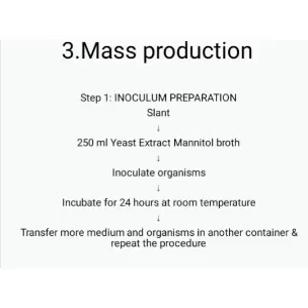Next is mass production. This is performed in two steps: inoculum preparation and mass production. In inoculum preparation, take a slant; 250 ml of yeast extract mannitol broth medium is used for cultivation. Inoculate the microorganisms. Incubate them for 24 hours at room temperature. Again increase the medium capacity to 2 liters, add those organisms to the medium, and repeat the whole procedure.